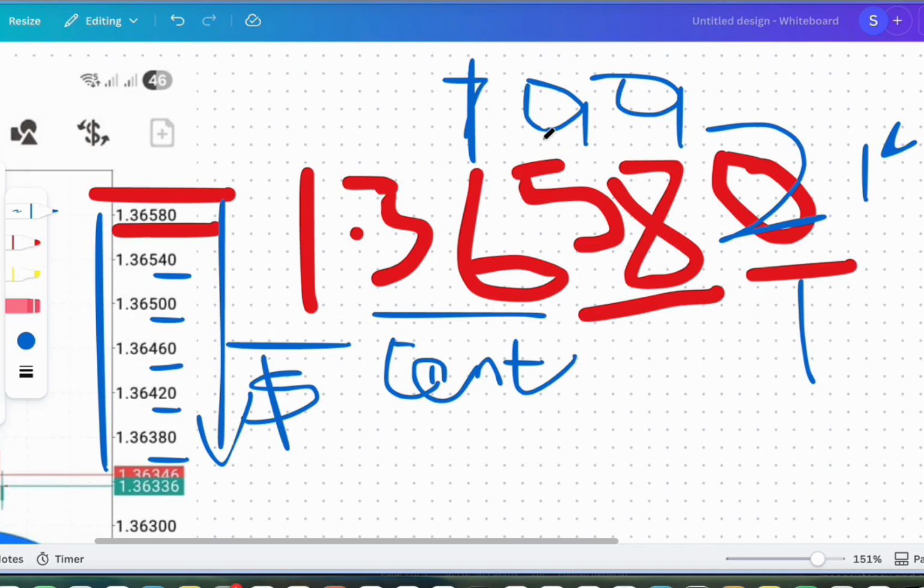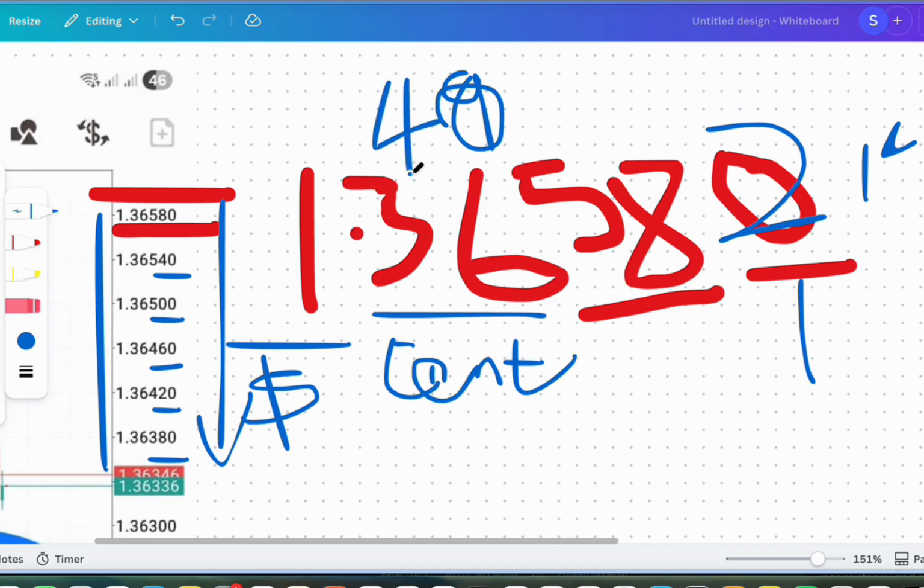Now if it counts, and this becomes 9, let's say this now has become 9. I will raise this. When this cent, the smallest part of the cent, becomes 9, and then it moves again to 0 upward, what would this become? 40. Beautiful. So we have 40 cents as we go.